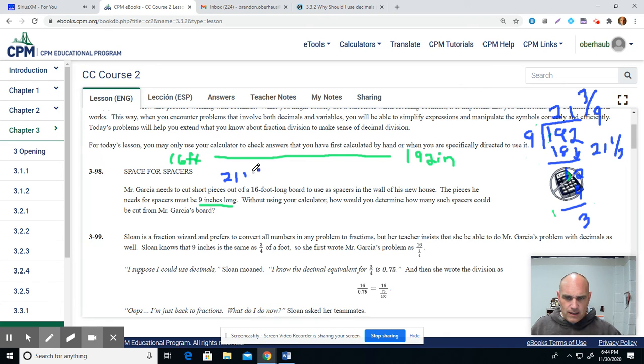So I know in this 16-foot board, there are 21 1/3 of these 9-inch sections. So I can do 9-inch, 9-inch, 9-inch, 9-inch, and I can get all the way to 21 of those. And then I'll have a little bit left over that's not quite big enough to get 22. So how many 9-inch pieces can I get out of there? Exactly 21, and then I will have some left over. All right, hopefully that helps with question 98.